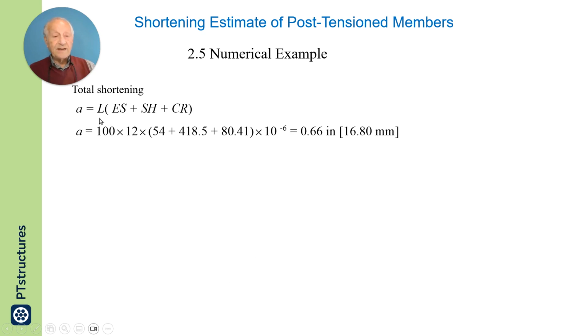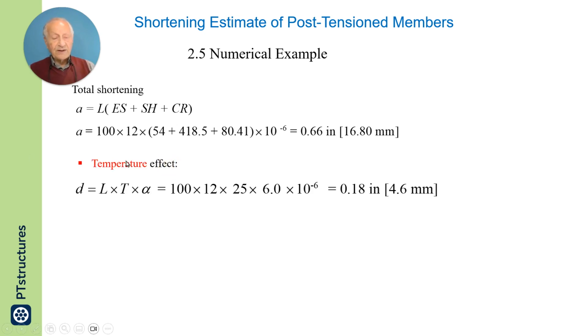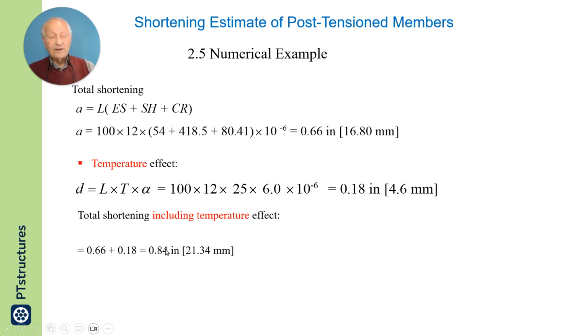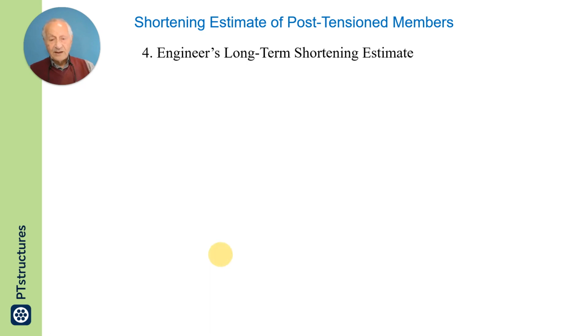Total shortening is the length of the member, 100 feet, times the sum of elastic shortening, shrinkage, and creep. I have left the temperature out because that varies much. Temperature effect separately is this much. This is all the others, and this is the temperature effect. So the total will be 0.84, including the temperature, 0.84 over 100 feet of slab, including temperature.